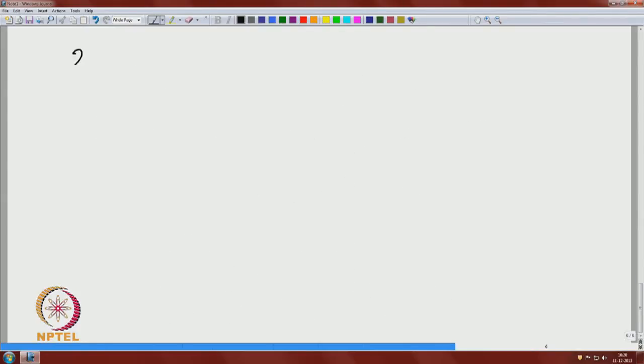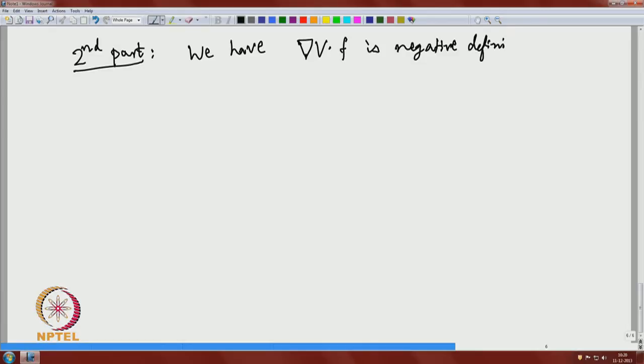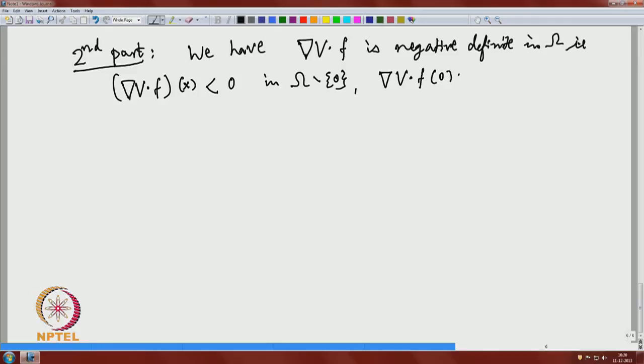Okay. Second part. So, we have the additional assumption. We have grad V dot f is negative definite in omega. So, again let me stress, grad V dot f at any point x is less than 0 in omega minus 0, and at 0 it is 0. Okay. So, this is important, we are going to use this now.